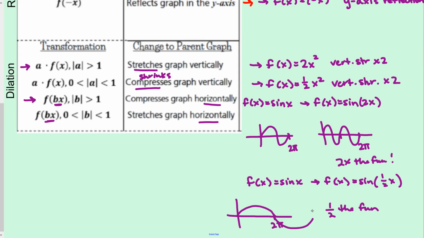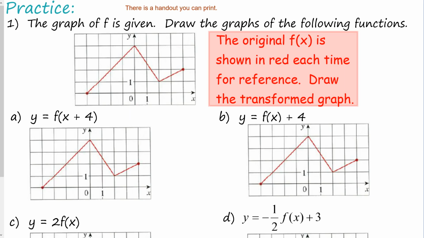And what we're going to do next is look at some examples. So we also have a handout for this practice problem as well as the next practice problem. And what you see here, number 1 says the graph of f is given. So it's a red piecewise function. We're not given the equation, and that's totally fine. We're just given the graph. All we need to do is draw the graphs that are described in parts A, B, C, and D. So each time I've shown you the original f of x in red, so you can easily reference it as you're drawing the transformed graph.